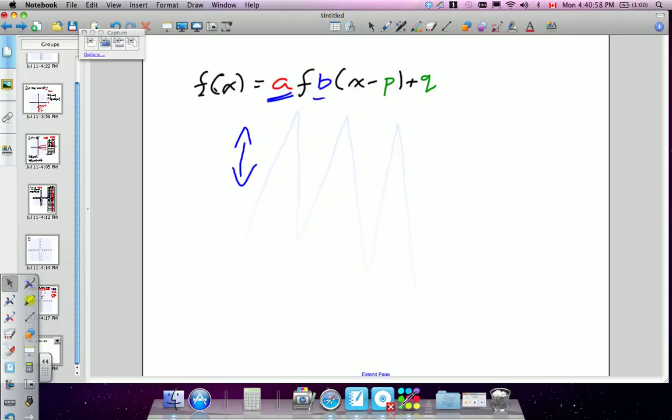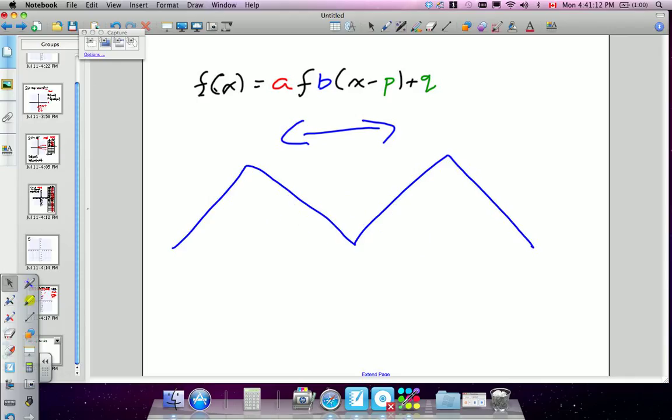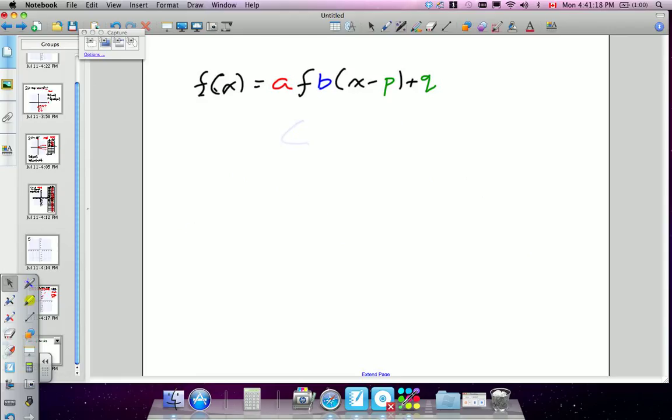And B deals with horizontal movement. So if this was our original again, say we have something like this. B deals with stretching it like this. So you see how it's been pulled out wider like an accordion? That's the idea. So the tops and the bottom should still stay the same on those. I drew it a little off, but that's what the idea is. B deals with stretches left and right.